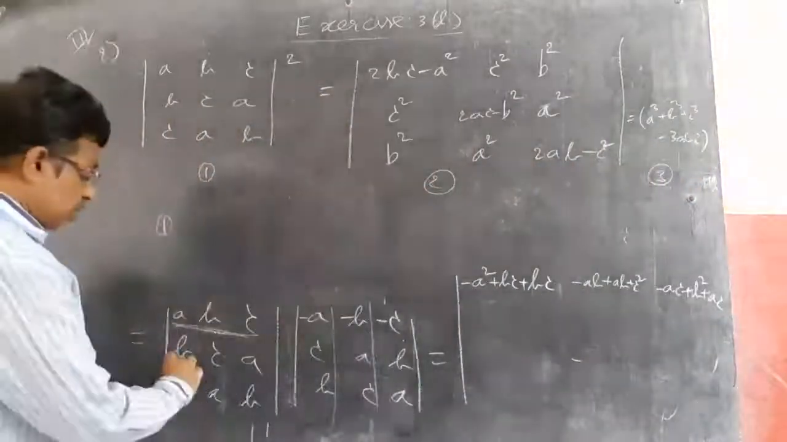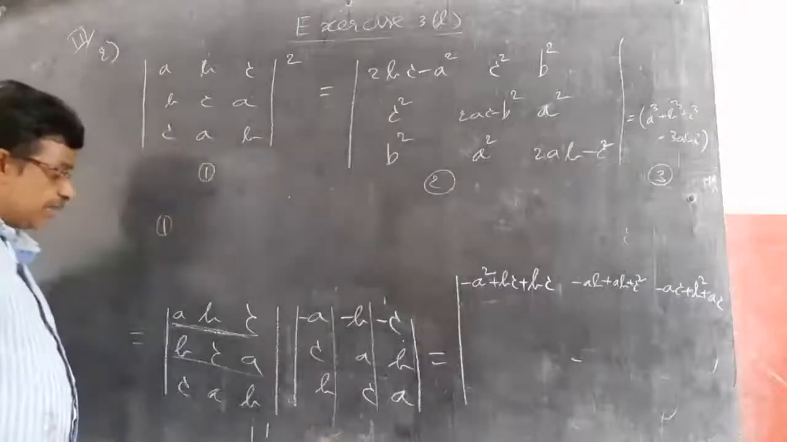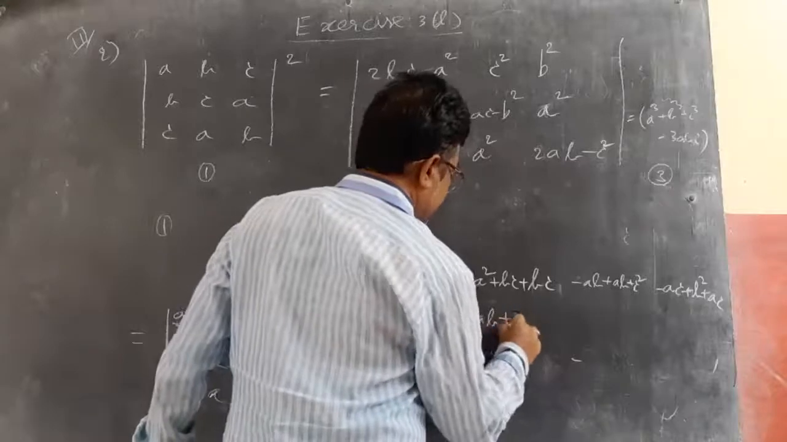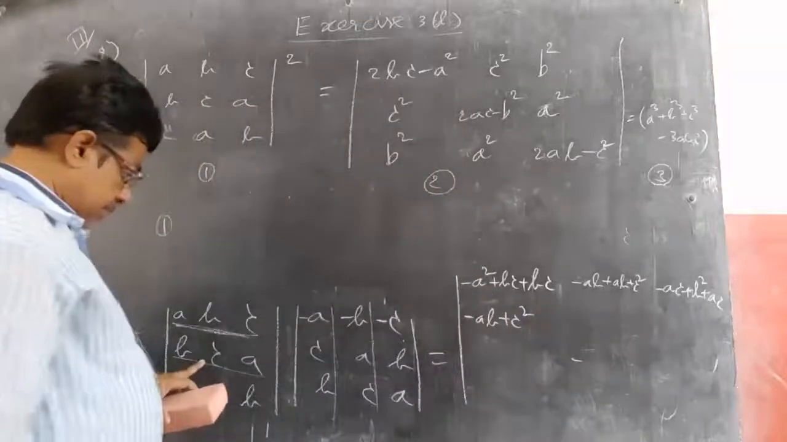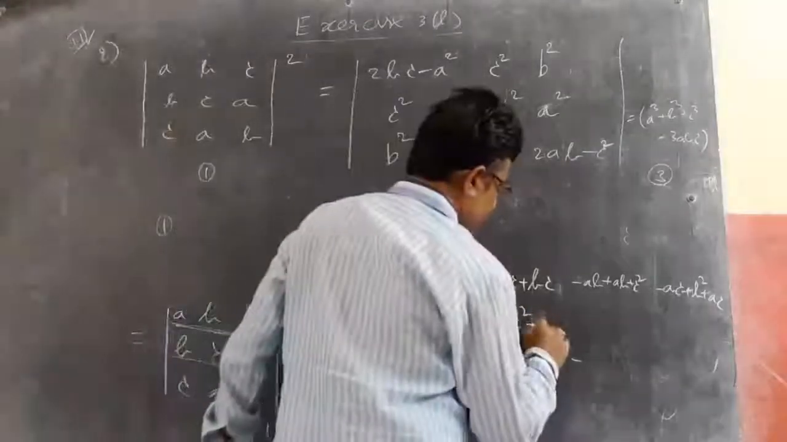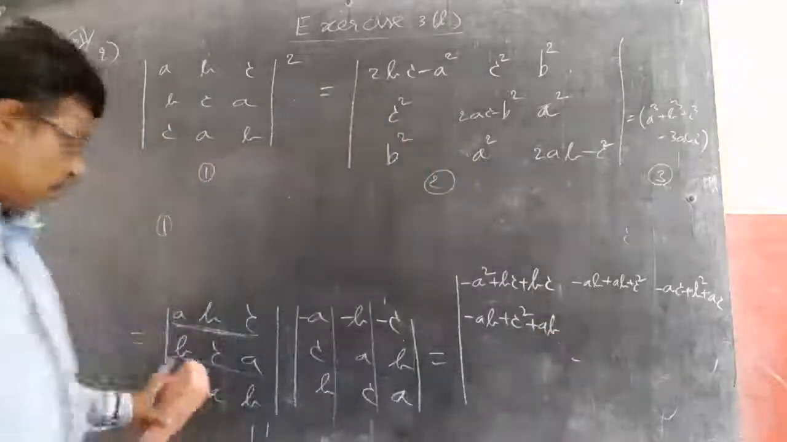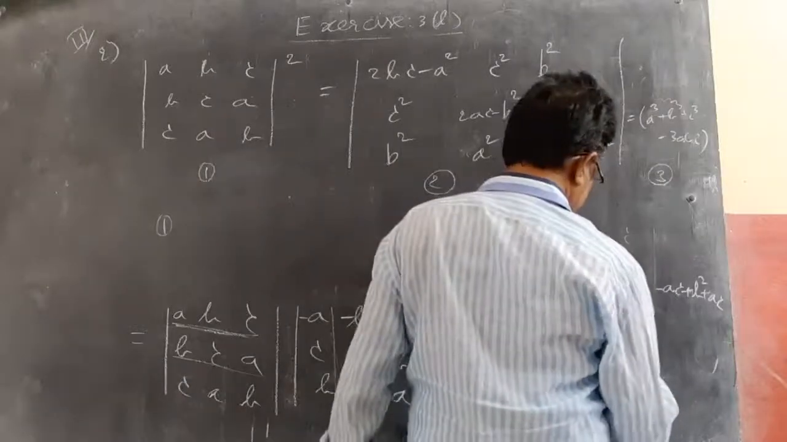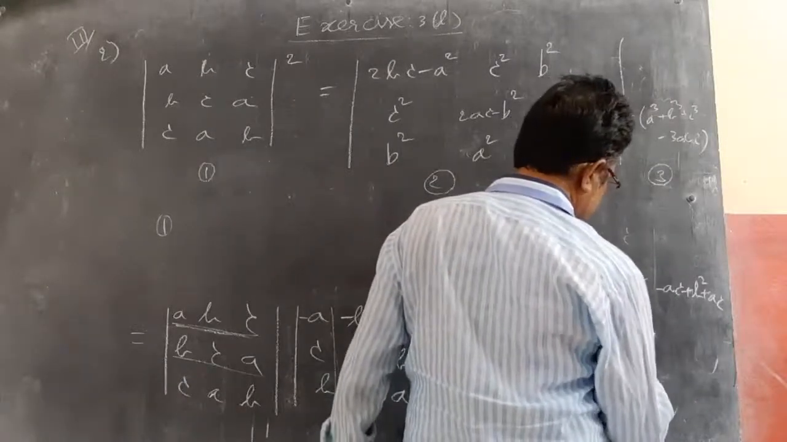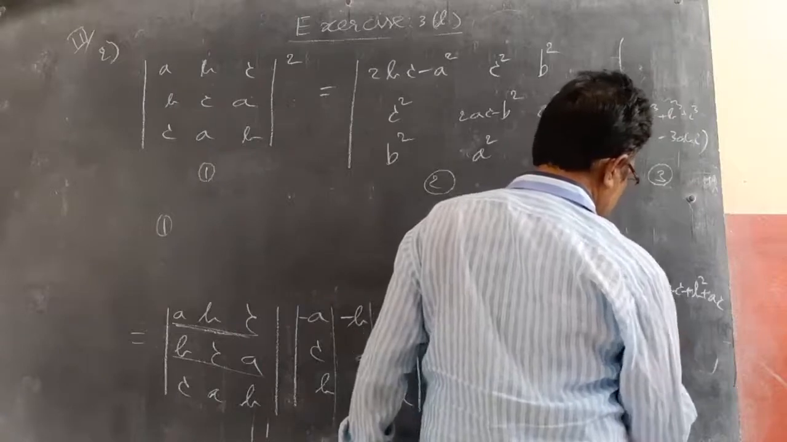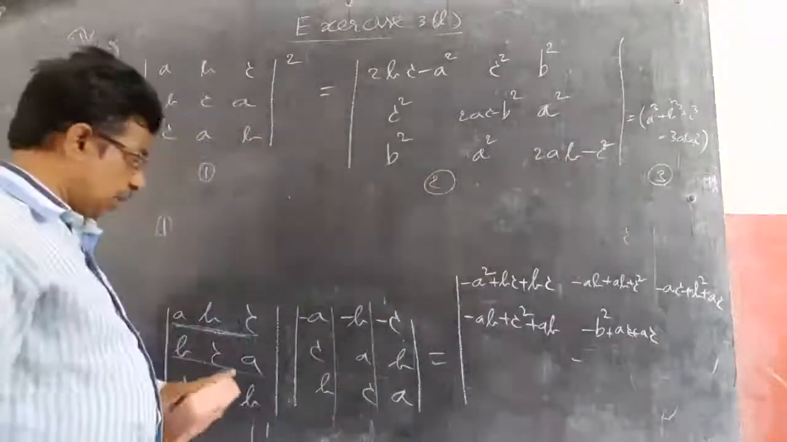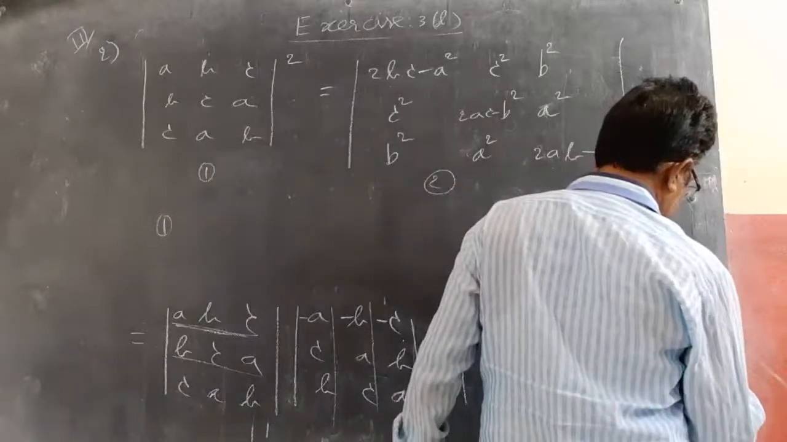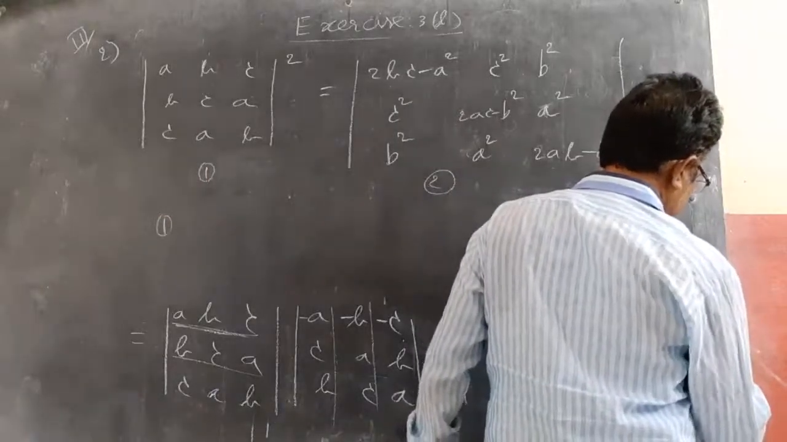Next, second row with first column. B into A, minus AB plus C square plus AB plus AB. Again second row with second column: minus B square plus AC plus AC. Next, second row with third column: minus BC plus BC, A square, minus BC plus BC, plus A square.